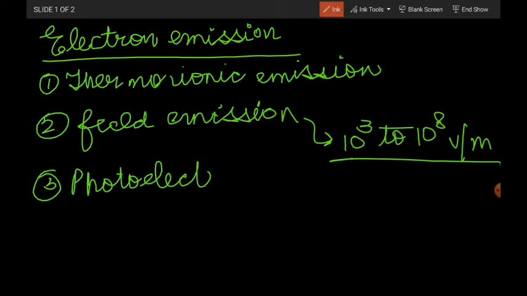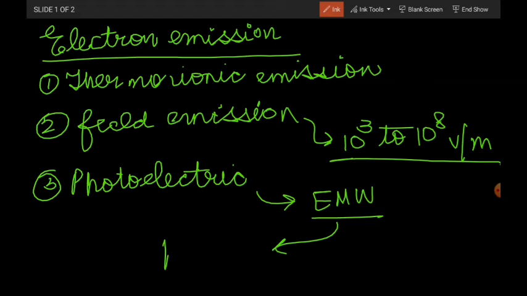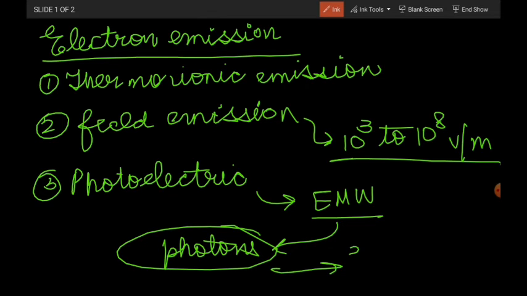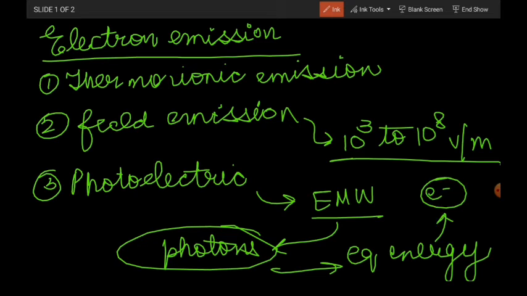Now this photoelectric emission is what we are going to discuss further in this chapter. When we provide EMW, that is electromagnetic waves, it contains photons, and these photons have the equivalent energy which the electrons require to get emitted. This energy is consumed by the electron to just emit from the surface. The last one is the secondary emission.